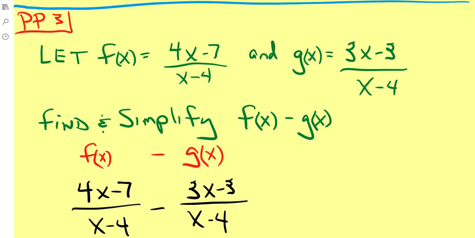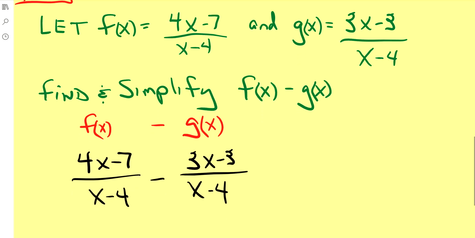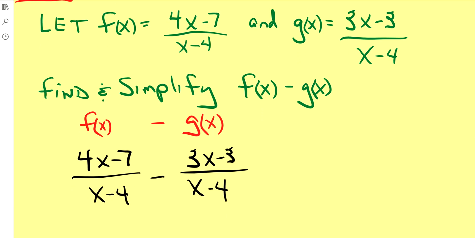Here's practice problem 3, where it says let f of x equal 4x minus 7 over x minus 4, and g of x equals 3x minus 3 over x minus 4. Find and simplify f of x minus g of x. So I have it outlined here where f of x is 4x minus 7 over x minus 4 minus 3x minus 3 over x minus 4.